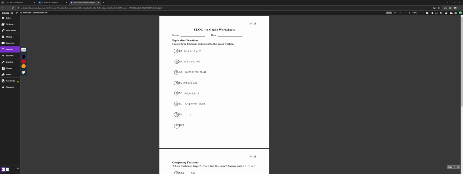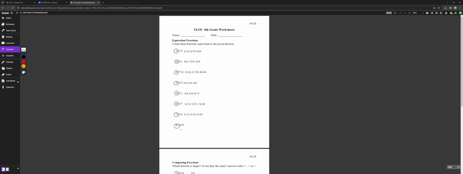For number 7, you have 3/6. Multiply each by 2, you get 6/12. Multiply each by 3, you get 9/18. Multiply each by 4, you get 12/24.